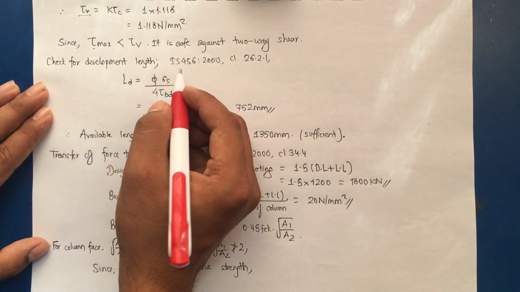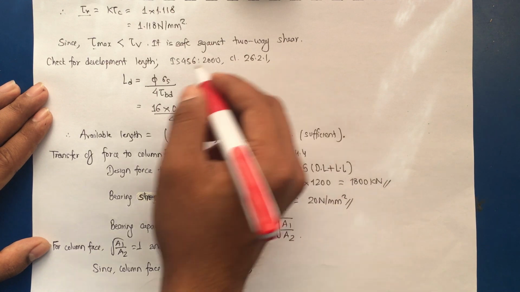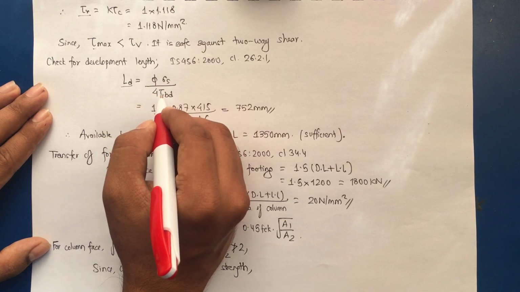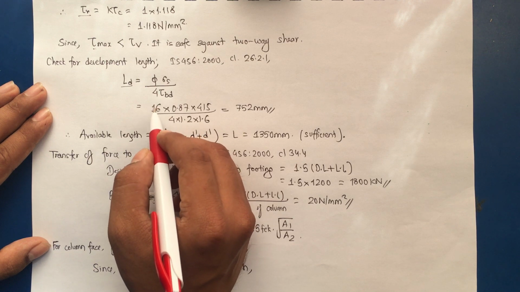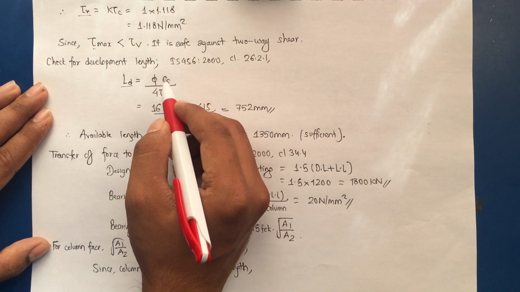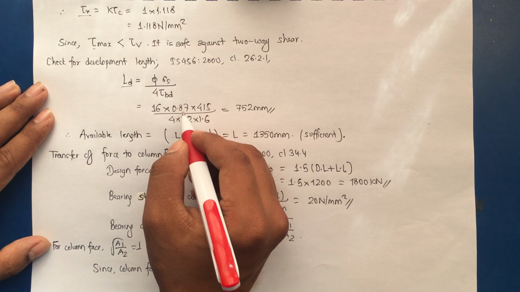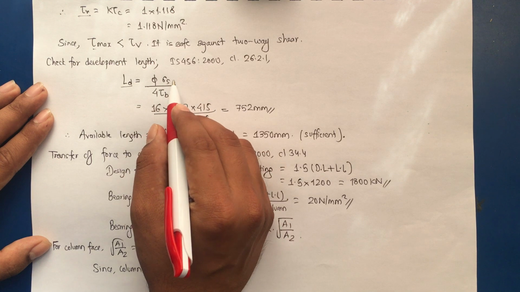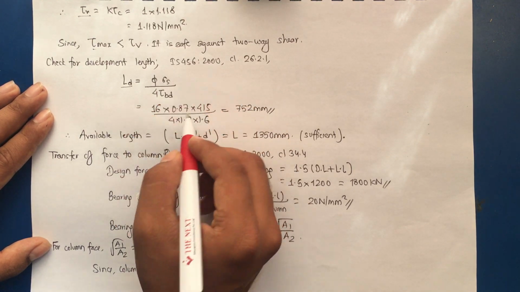Now check for development length. This is according to IS 456 2000 clause 26.2.1. So LD, that is the development length, is equal to phi into sigma s divided by 4 into tau BD. As I said, the bar coming from the column is of diameter 16, so phi is 16, into sigma s, being the stress at the service load or design load, so 0.87 into 415. This is the stress we'll consider for the service load.